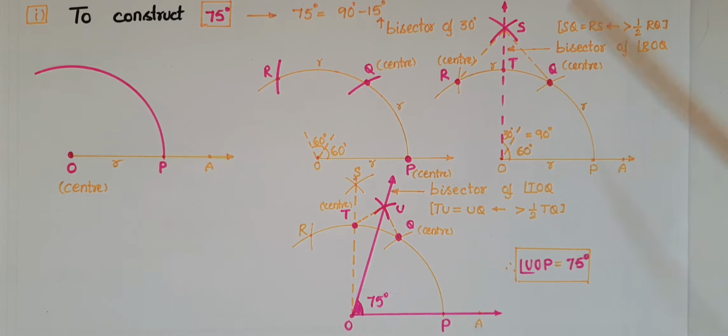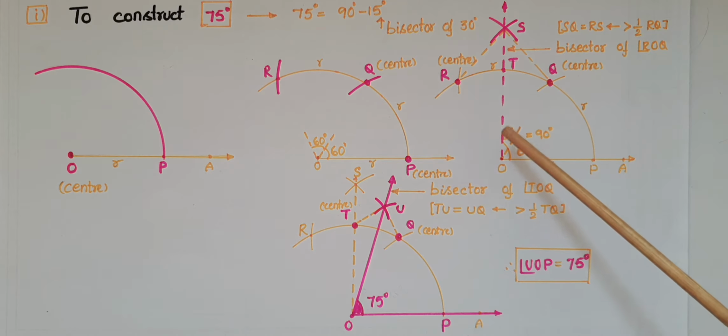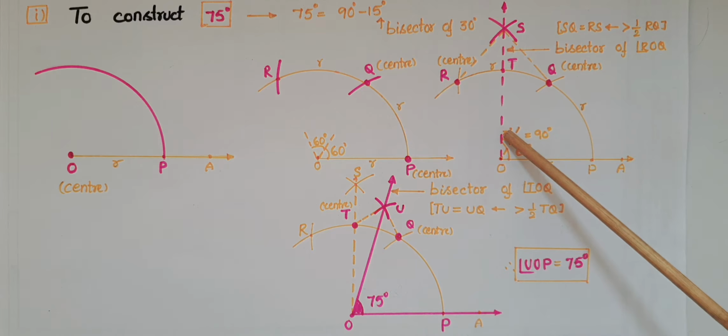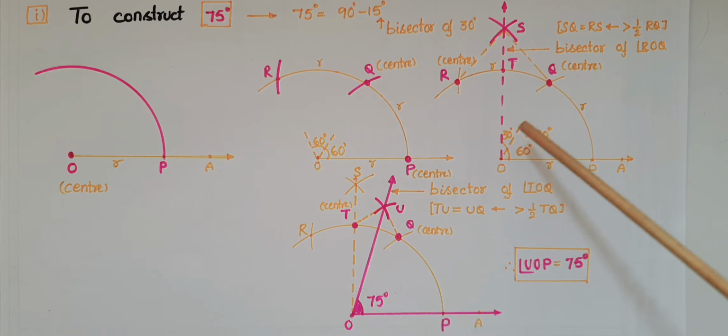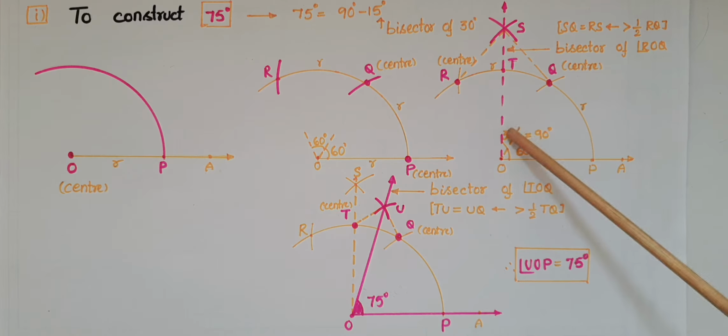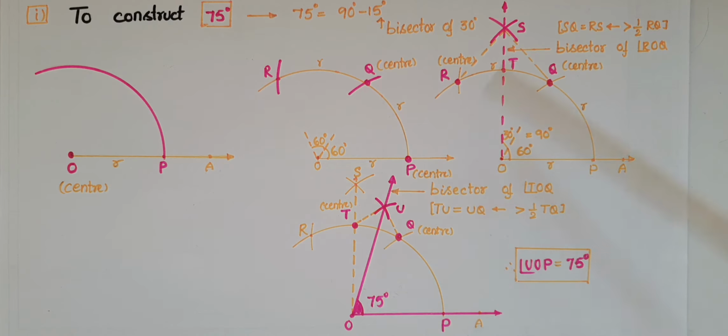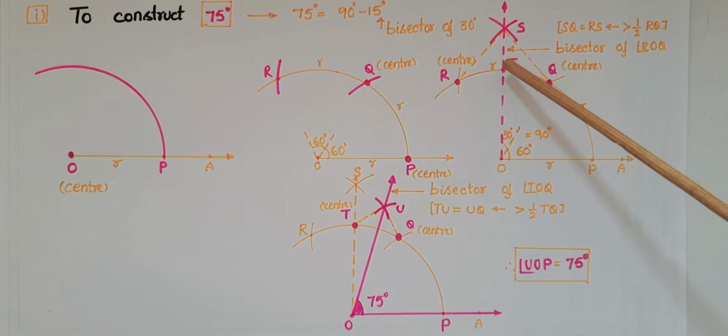But the required angle here is 75 degrees. So you have to bisect this 30 degrees angle, then you will get 15 degrees. So 15 plus 60 is 75, or 90 minus 15 is 75. So for that you have to bisect this angle SOQ or angle TOQ. This intersection point is T. So you have to bisect this angle TOQ.